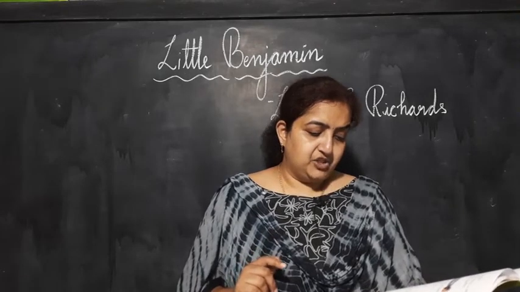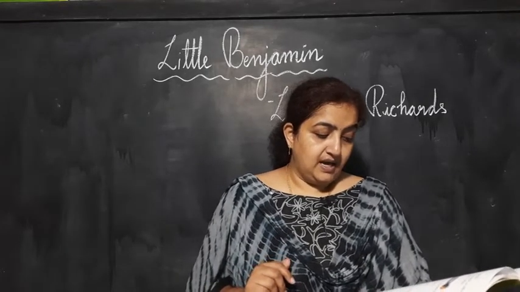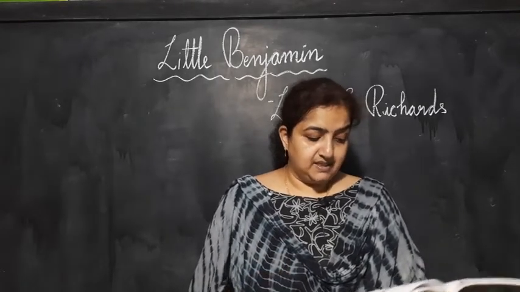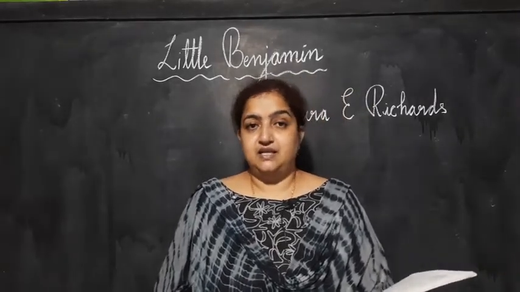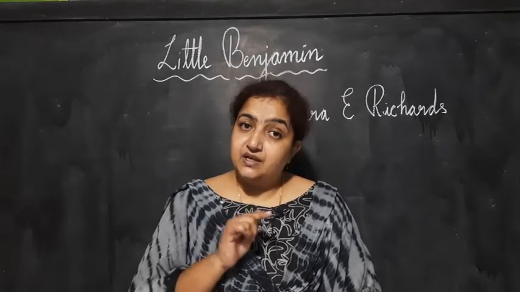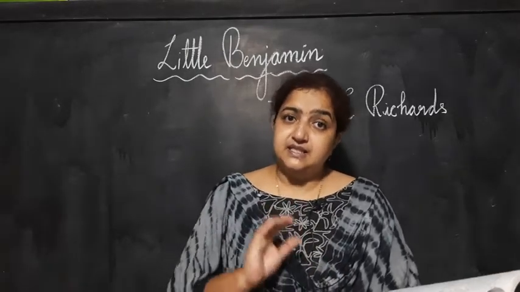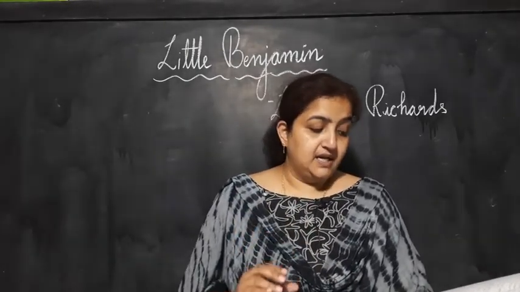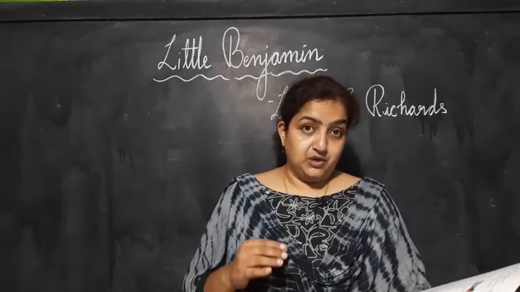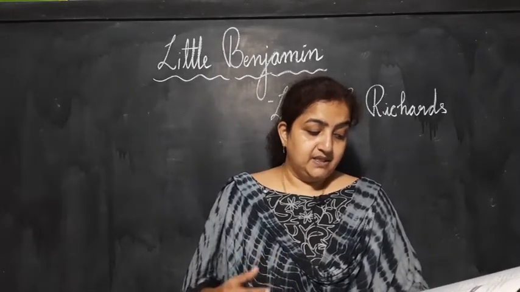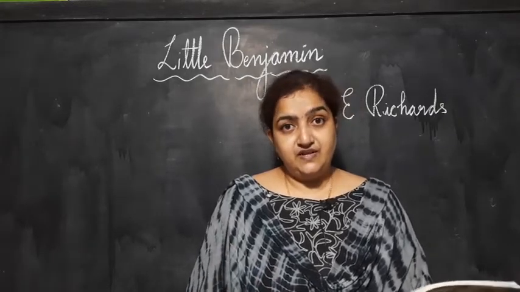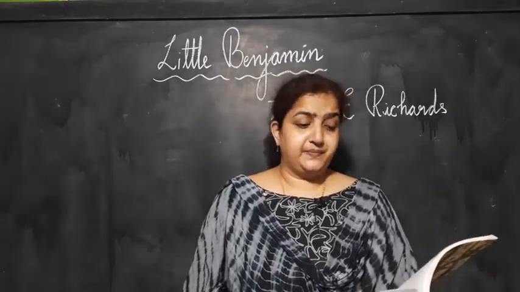"There is little Benjamin, their ruler, and the princes of Judah, their council, the princes of Zebulun, and the princes of Naphtali." This is what he read. He kept the finger on the Bible, and this is what he read.